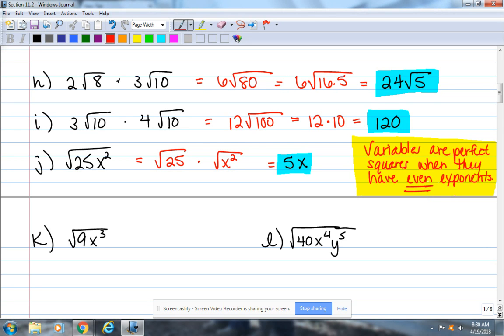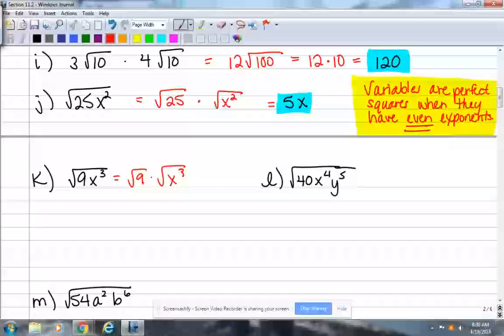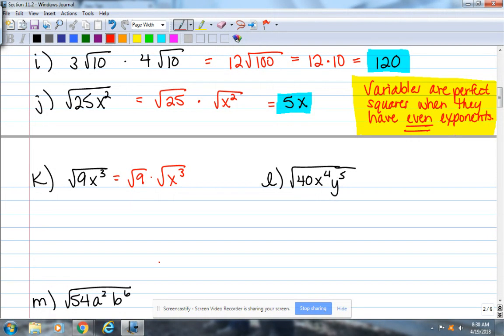So, problem K says the square root of 9x to the third. So the first thing I'm going to do is give them their own radical. So that's the square root of 9 times the square root of x to the third. Square root of 9 is easy. What is the square root of 9? 3. It's a perfect square, so I just keep it 3. But I've got to do a little bit of work to fix square root of x to the third. Is it a perfect square?